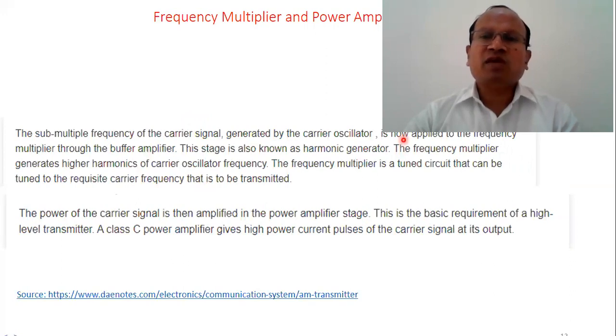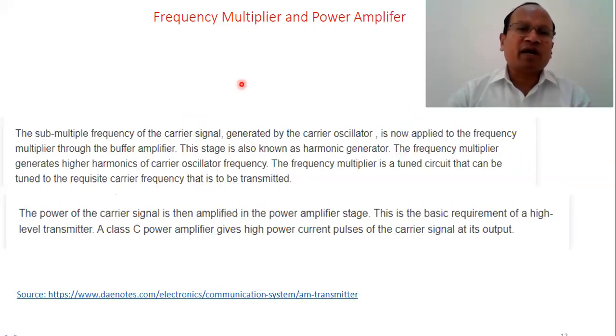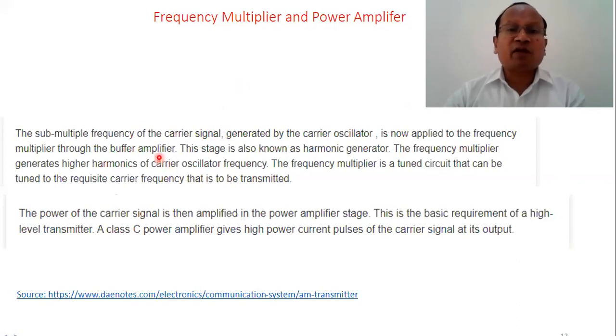The next one, as we have seen, is the frequency multiplier and power amplifier. So a sub-multiple frequency is generated, or you can say an integer multiple, but it is not necessary that it multiplies by 10, 20, or 100. The frequency generated by the carrier oscillator can be multiplied by 1.5, 10.5 or 100.25. So a sub-multiple rather than an integer multiple of the frequency generated by the carrier oscillator is now applied to the frequency multiplier through the buffer amplifier.